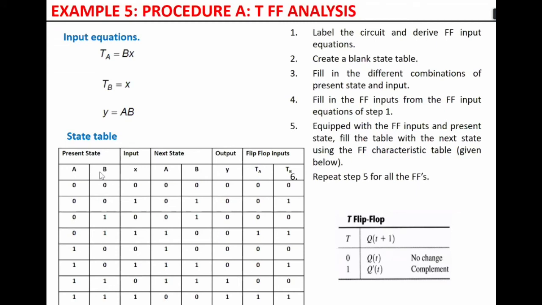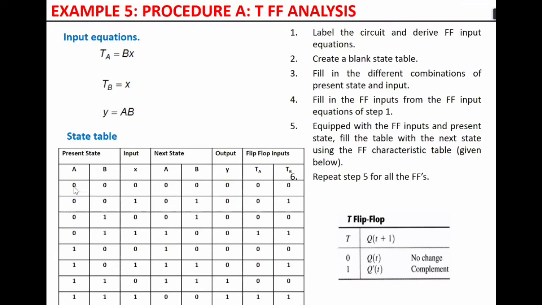Start with the present state. You've got A, B, input X. Don't flip and put the input here. I don't have time to go through every bit and all that. Next state, output, the flip-flop. So you fill in this. You've got your equations, TA, TB, and Y. Then you just come like we said.